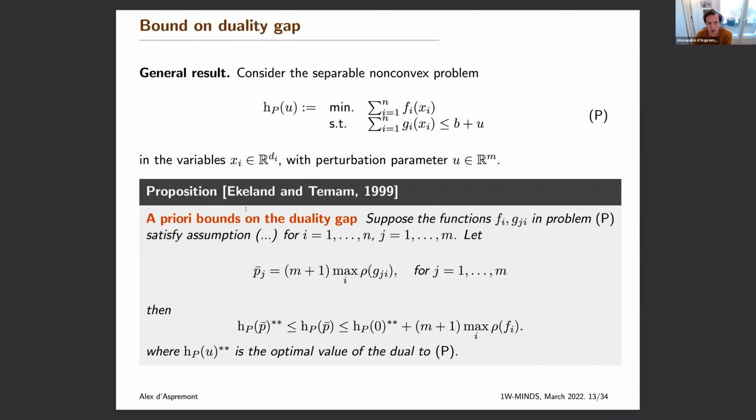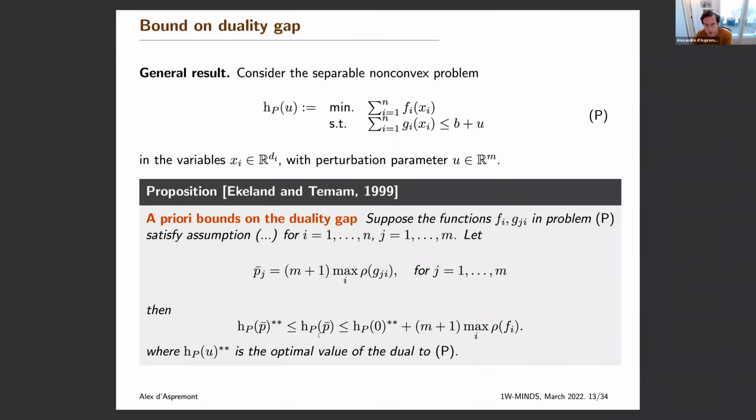But again, this is our original problem. And the result says that suppose the functions f_i and g_ij in your original problem satisfy some mild technical assumptions, and define p bar as the product of m+1, where m is the number of constraints, times the maximum non-convexity of the functions g_ij. Then what you can show is that the optimal value of your problem taken at the perturbation parameter p bar. So that's a hard problem. It's something you don't have access to because it requires solving a non-convex problem.